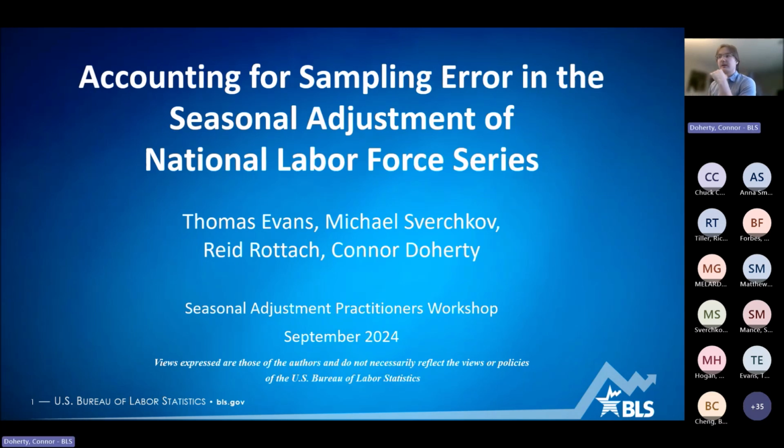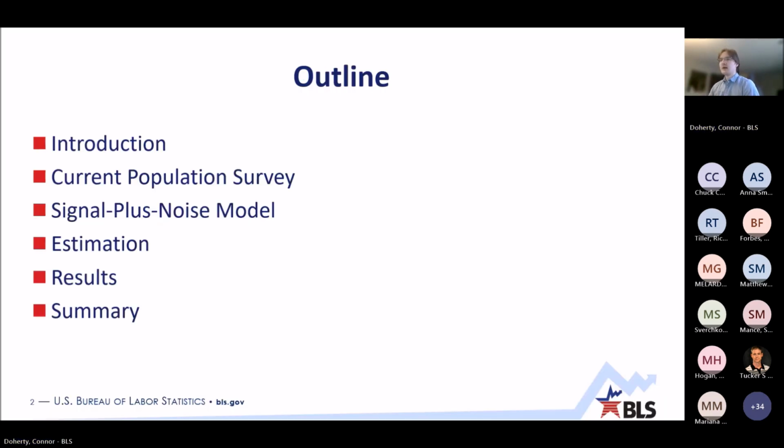Okay, hello everyone. I'm Connor Doherty. I'm going to be presenting some findings on accounting for sampling error in the seasonal adjustment of National Labor Force Series. This was research done by 4 of us at the Bureau of Labor Statistics, Tom Evans, Mikhail Sverchkov, Reed Rotak, and myself. So I'm going to start off with just some introductory information and some information about the current population survey. And then we'll move into our model and estimation method, and then we'll look at our results.